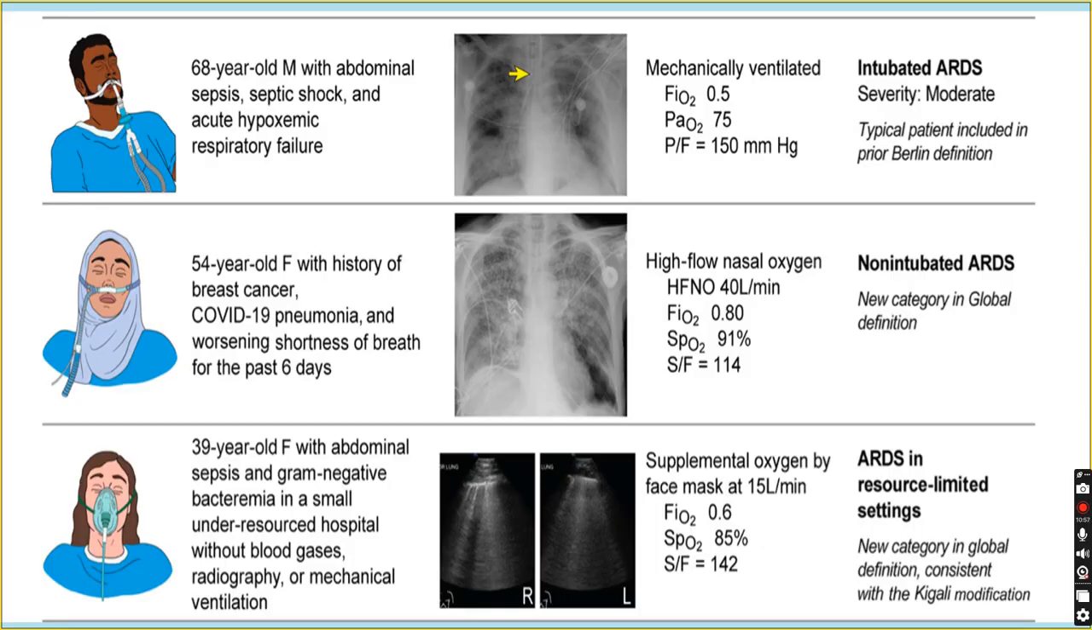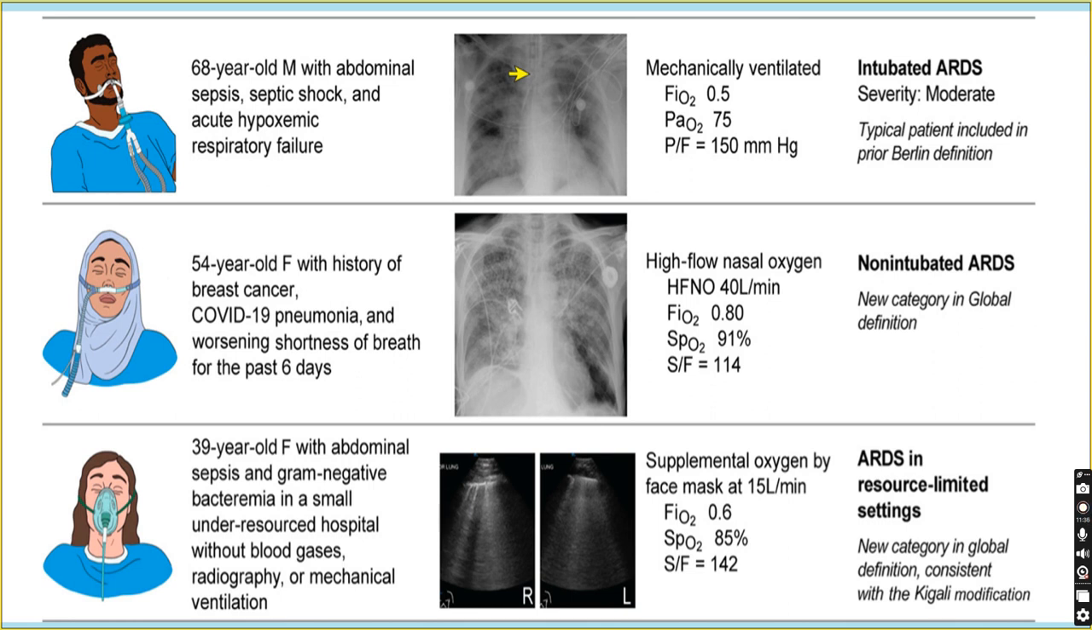So, for example, we can take a few patients. Like this male, 68 years old, with abdominal sepsis, septic shock, and acute hypoxemic respiratory failure. This is the X-ray. He is mechanically ventilated and intubated with FiO2 of 0.5 and PF ratio less than 150. So with these criteria, X-ray, clinical presentation, and PF ratio, this is moderate ARDS because the PF ratio is between 100 to 200. A typical patient, we can diagnose ARDS even prior to the Berlin definition.